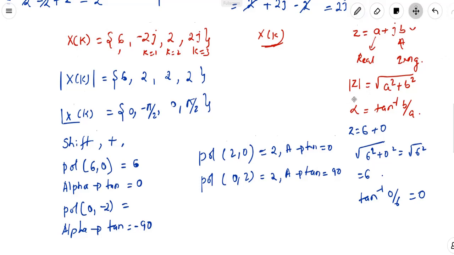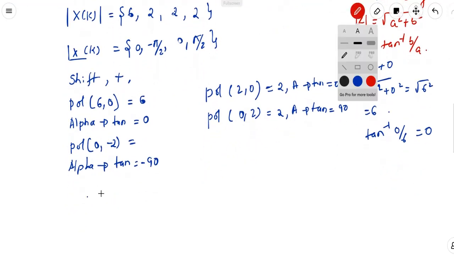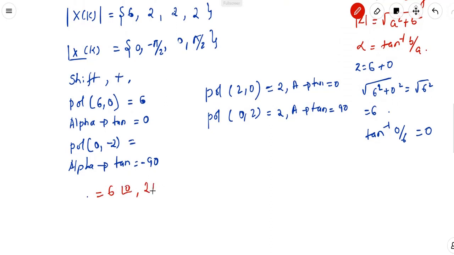You can write the values like this. Magnitude 6, angle is how much? 0. Magnitude 2, angle is minus pi by 2. Again magnitude is 2, angle is 0, and the last value magnitude 2, and angle is pi by 2. I can write it like this also. In some textbooks they have given it like this. Don't get confused, you can write it like this also.